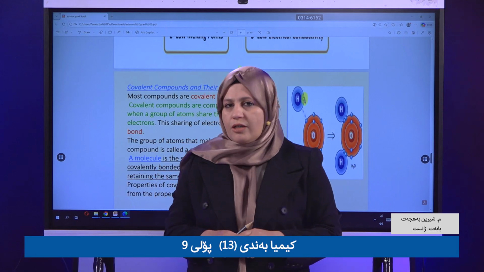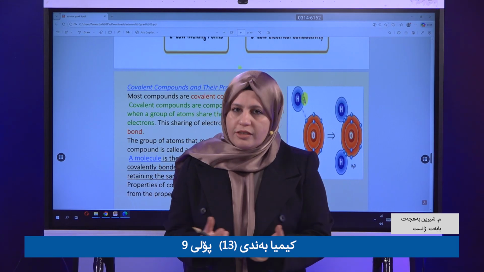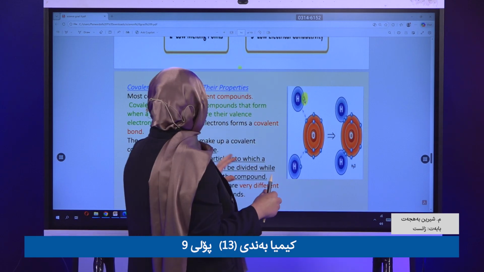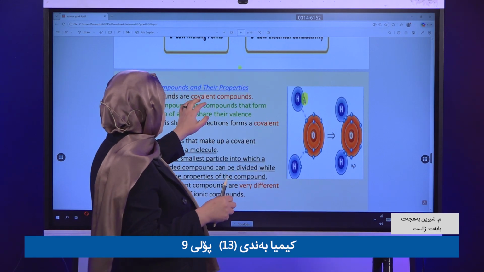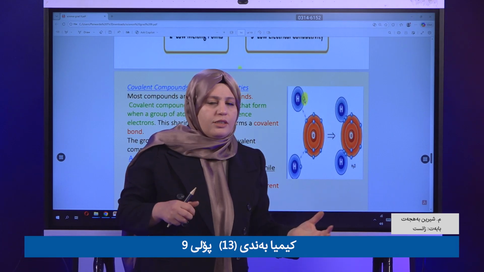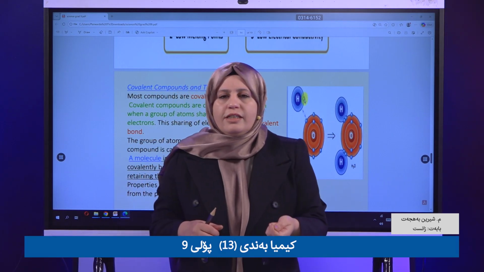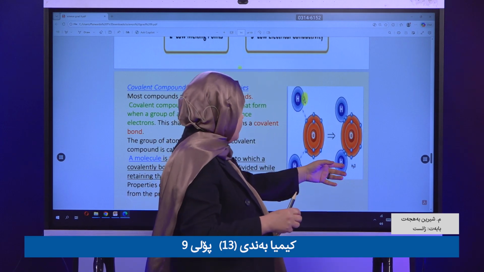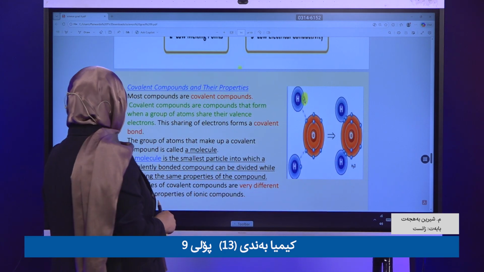This water is for our life. How is water formed? By a chemical bond. By which kind of compound? A covalent compound. The two hydrogens share valence electrons with the oxygen. They form what? They form H2O, which is water. Clear?